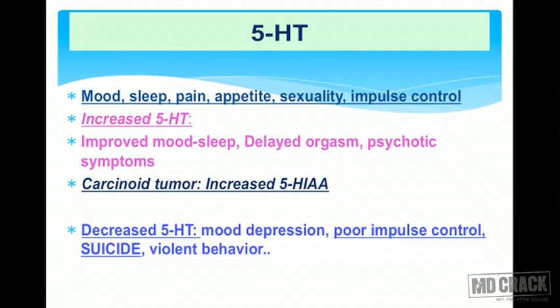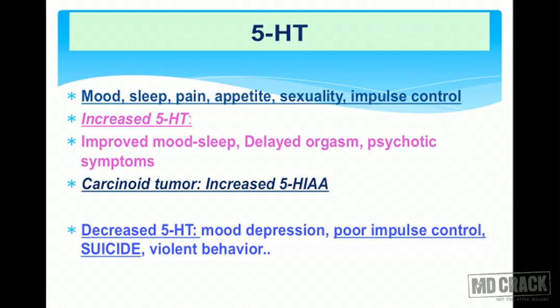The next very important neurotransmitter in psychiatry is 5-hydroxytryptamine. And 5-hydroxytryptamine is concerned with mood, sleep, pain, appetite, sexuality, and very important, impulse control. If there's increased 5-hydroxytryptamine, it leads to improved mood and improved sleep. It leads to delayed orgasm and can lead to psychotic symptoms. There is another illness called carcinoid tumor. In the carcinoid tumor, you have increased levels of 5-hydroxytryptamine, and you can assess this by measuring the levels of 5-HIAA, which is 5-hydroxyindole acetic acid, a metabolite of 5-HT. Carcinoid tumor secretes 5-hydroxytryptamine and you get more levels of 5-HIAA.